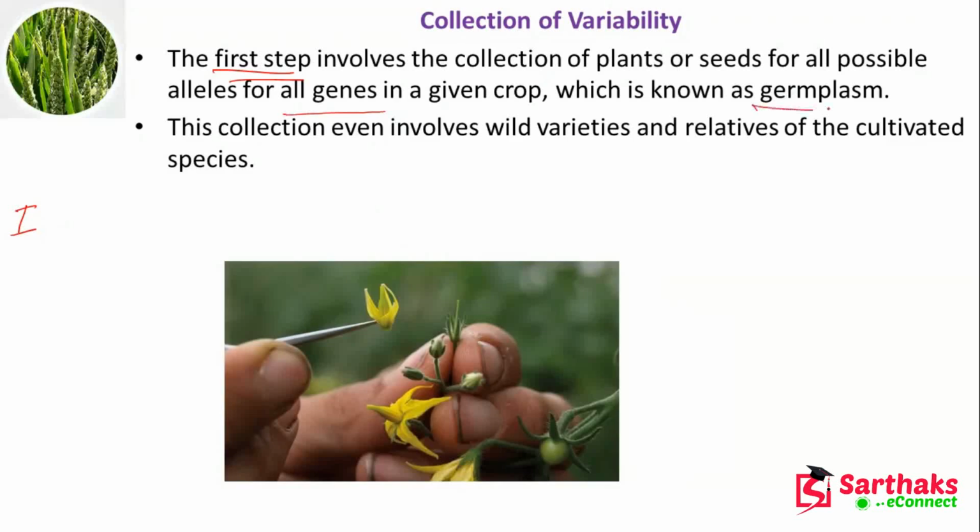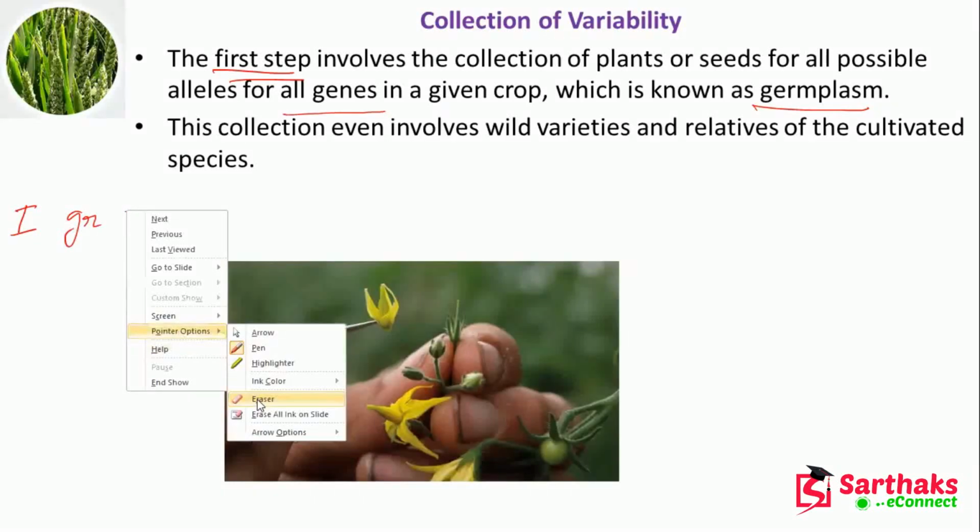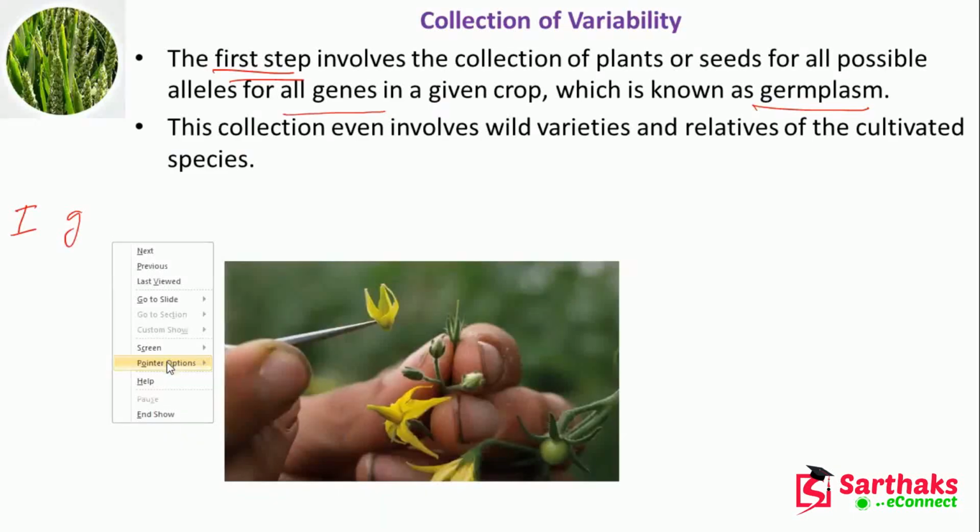This is called germplasm. So I have collected all the required characters from all the genes of the crops, from similar types of crops. Now this collection even involves wild varieties and relatives of the cultivated species. In this picture, you can see that they are collecting different types of parts, that means different types of characters. That is called germplasm.